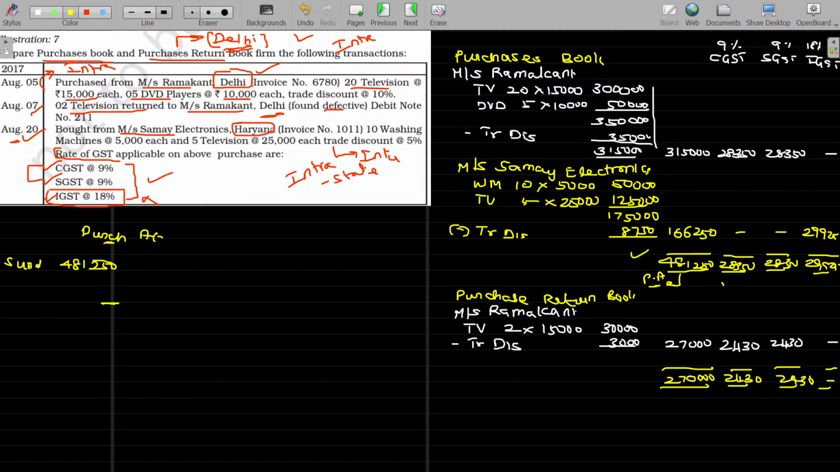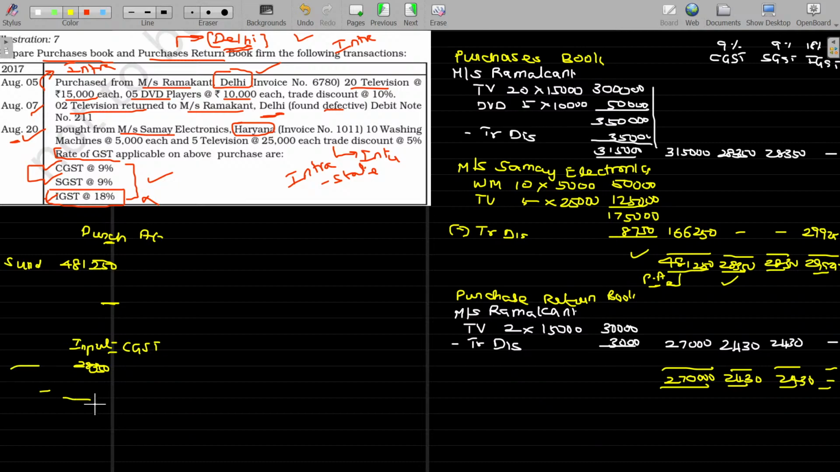Then this 28,350 will go to the input CGST. Is that okay? That is also in the debit side because it's an asset for us. It's an asset. Isn't it? While purchasing, any GST paid can be recoverable from the government. So it's an asset. Right? GST paid on purchase is a recoverable asset. On sale, you have to collect and pay. It's a liability. So it's an asset. So I'm going to debit it here, 28,350.